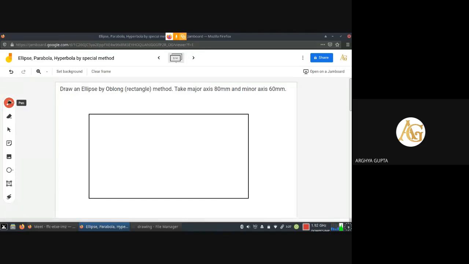Now next is the ellipse by the oblong method or rectangle method. So again, the major axis and minor axis dimensions are the same, 80 mm and 60 mm. So what we have to do is construct a rectangle of 80 by 60. With the dimensions of the major and minor axis, we need to construct the rectangle first. Now once the construction is made, we have to draw the two axes like that, from the midpoint here and the midpoint here.